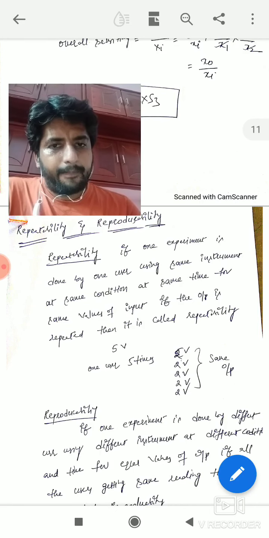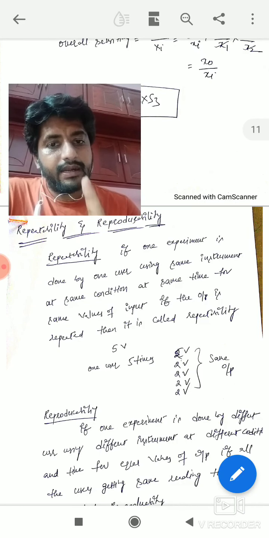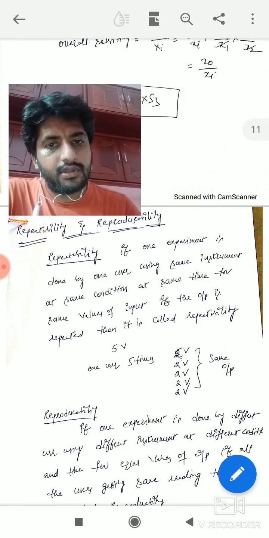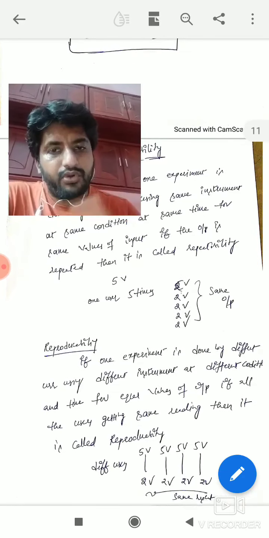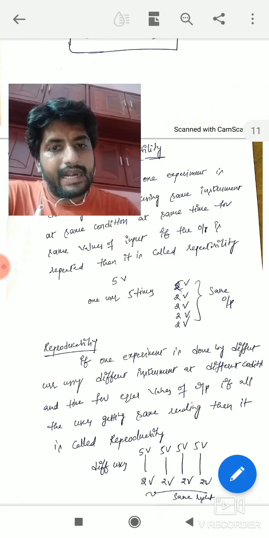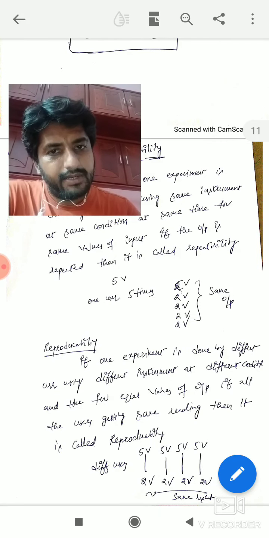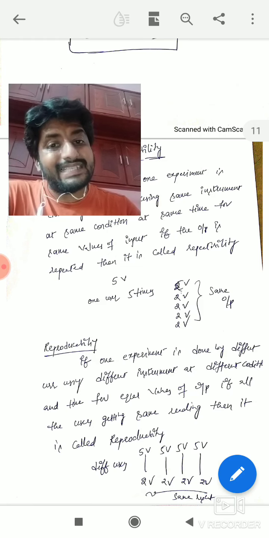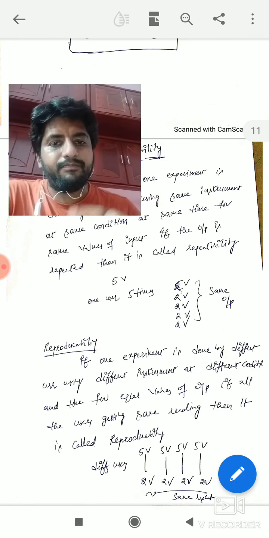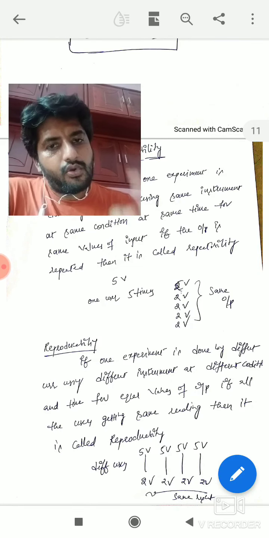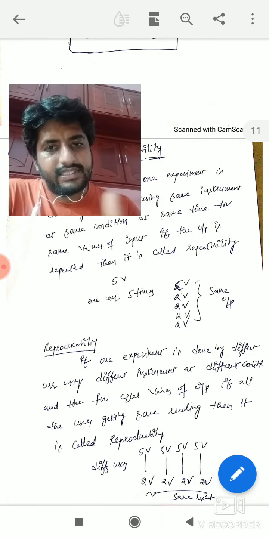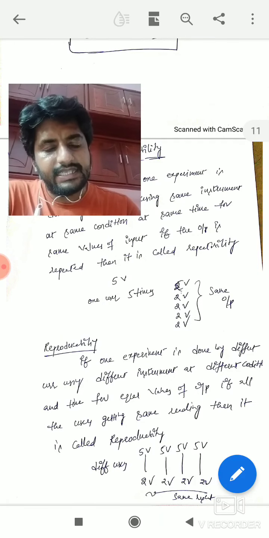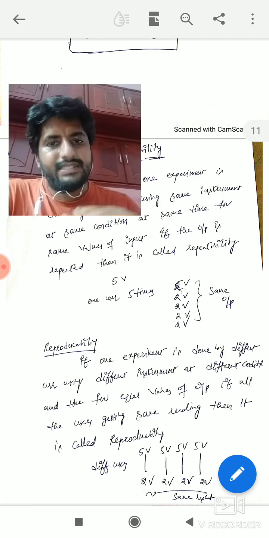One experiment done by one user with one instrument, for the same input, at the same time, same input, same conditions, we'll get the same result.